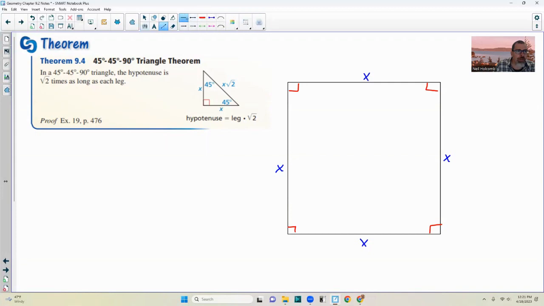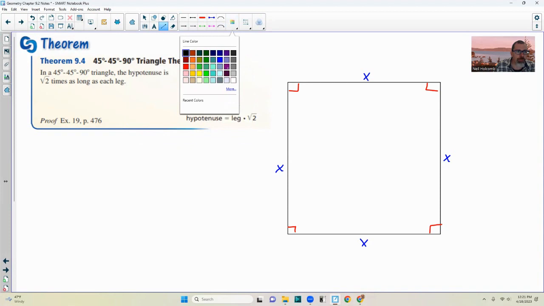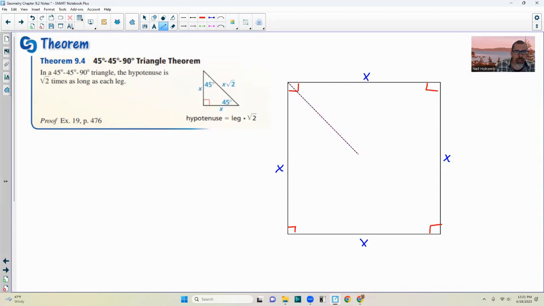Now I'm going to choose a dashed line. Let's make it purple. And I'm going to cut it diagonally like so. If I cut that in half like that, this is an angle bisector. So now this is 45 degrees because it was 90 and half of 90 is 45. So 45 and 45, that's still a sum of 90, and same with down here. So we have 45 degrees here and 45 degrees here.